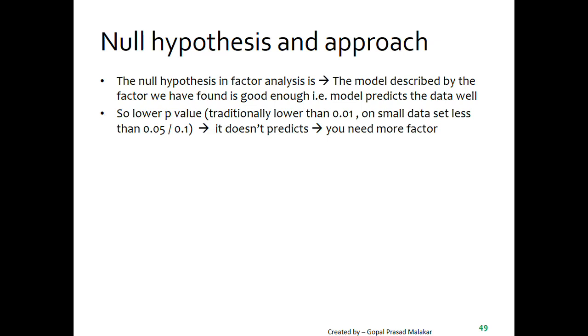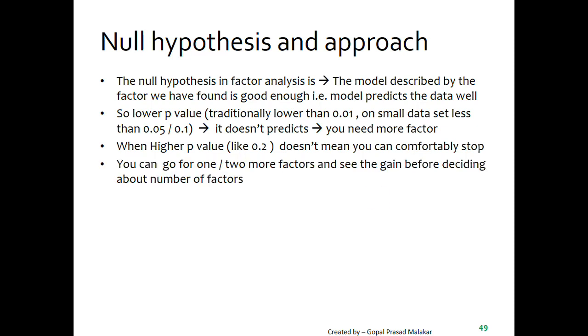Traditionally, a smaller p-value means smaller than 0.01. However, if you are dealing with a small data set, sometimes smaller than 0.1 itself can be called significant, meaning you will operate at a 90% confidence level. So what will happen if the p-value is quite small? You will add more factors. And what does it mean if the p-value is higher, let's say 0.2? That doesn't mean you can comfortably stop. Actually, you will have to add one or more factors to see the gain.